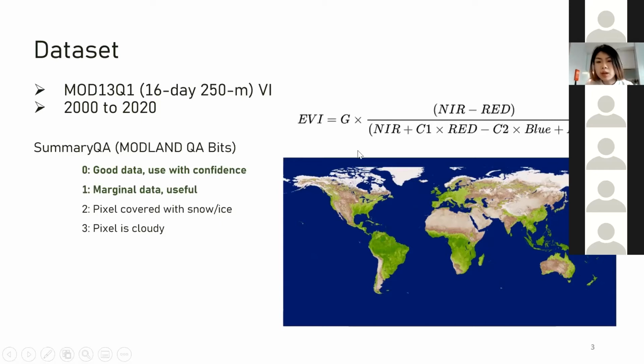So this equation here is the equation for EVI, the Enhanced Vegetation Index. And here, the red, blue, and NIR represent the percentage reflectance in red, blue, and near infrared light.